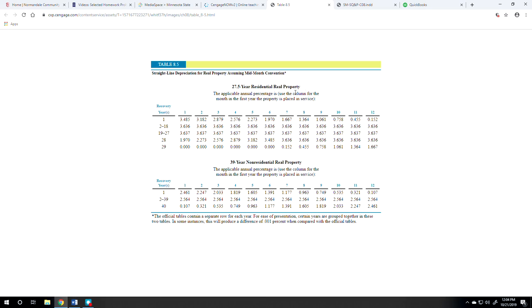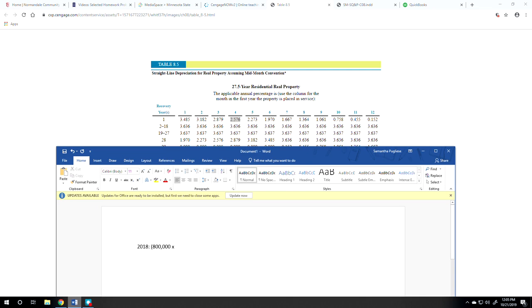This is residential real property because it is an apartment building. And she purchased it in April. And so notice here on the table that it says the applicable annual percentage is, use the column for the month in the first year the property is placed in service. This is the first year the property was placed in service, in 2018 in April, so 2.576%. So we're going to multiply this by 2.576%.